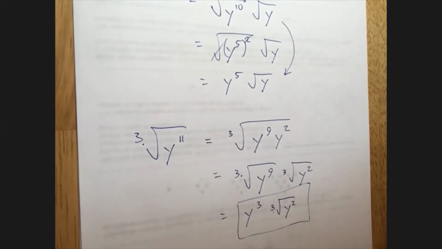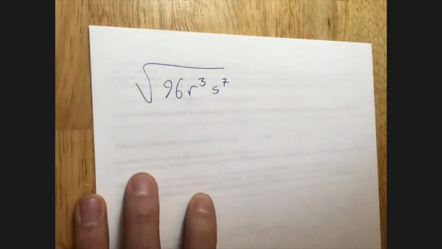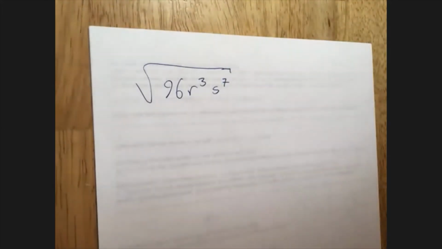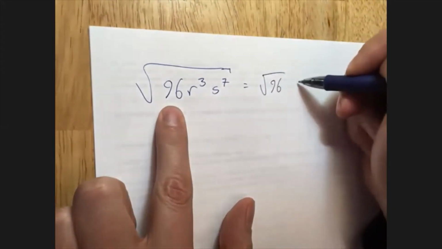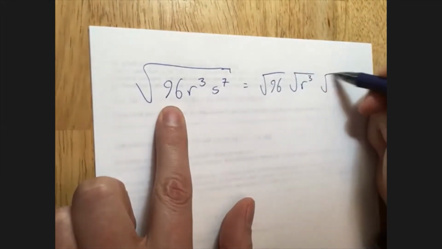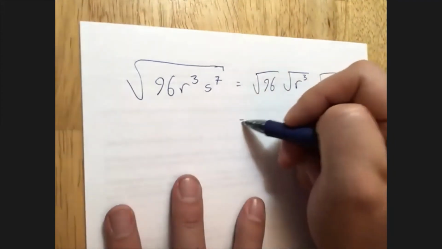All right, and then we can throw numbers and variables together. Okay, so let's do one of those. Let's do the square root of 96, r cubed, s to the 7. Okay, so I can break this down. I can write it as square root of 96, square root of r cubed, square root of s to the 7. So I really just have 3 individual problems, and we know how to do this because we just did 3 examples that told us how to do these, right? But let's go through it.